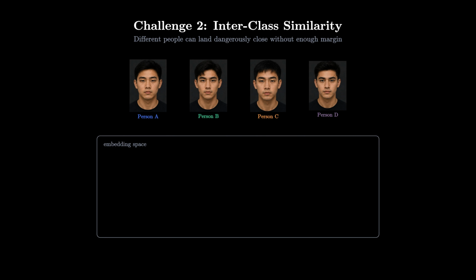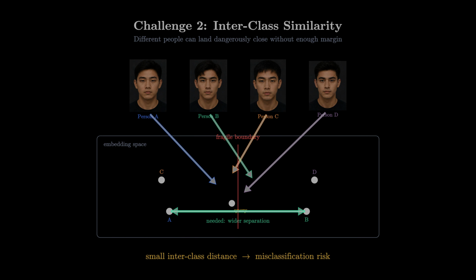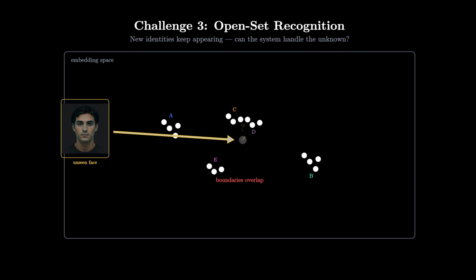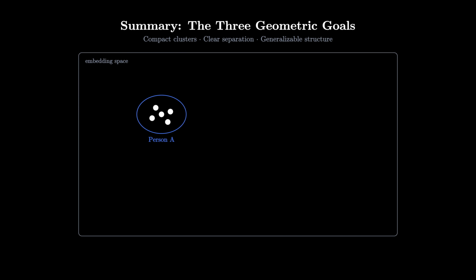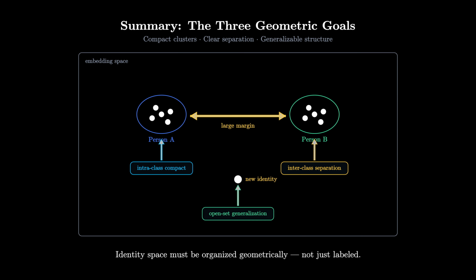The second challenge is interclass similarity. Different people may sometimes look very similar. If their embeddings are too close, the system can easily confuse them. The third challenge is open set recognition. In real applications, the system often needs to handle people who were never seen during training. Therefore, the model cannot simply memorize known identities. It must learn a general structure of identity space so that new faces can still be placed meaningfully.